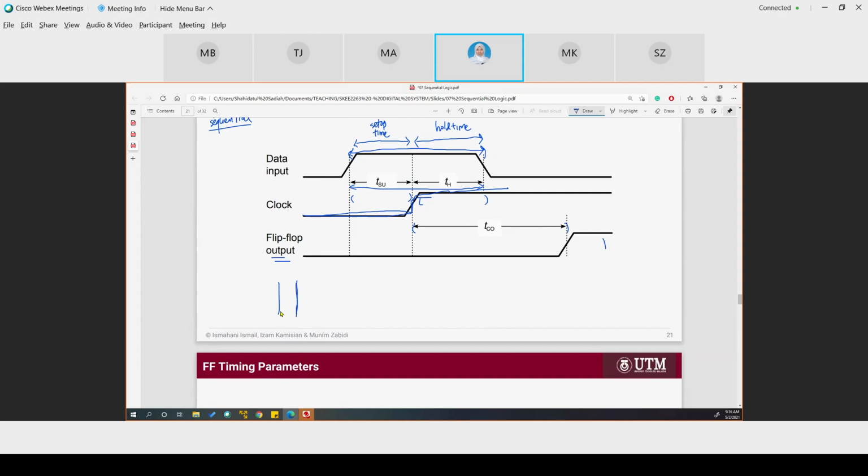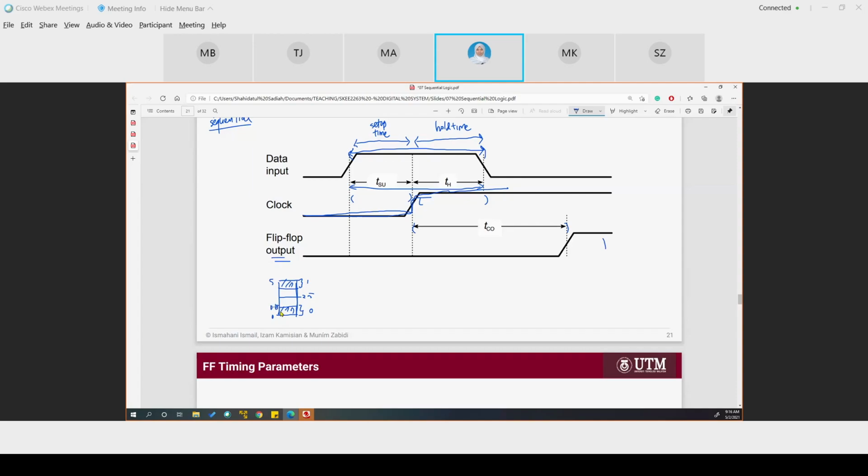Let's say the lowest voltage is 0 and the highest voltage is 5, and this is 2.5. If the voltage is in this range, the logic is 0. If the voltage is in this range, the logic is 1. So the gate voltage can be stable between 0 to 0.18, for example.